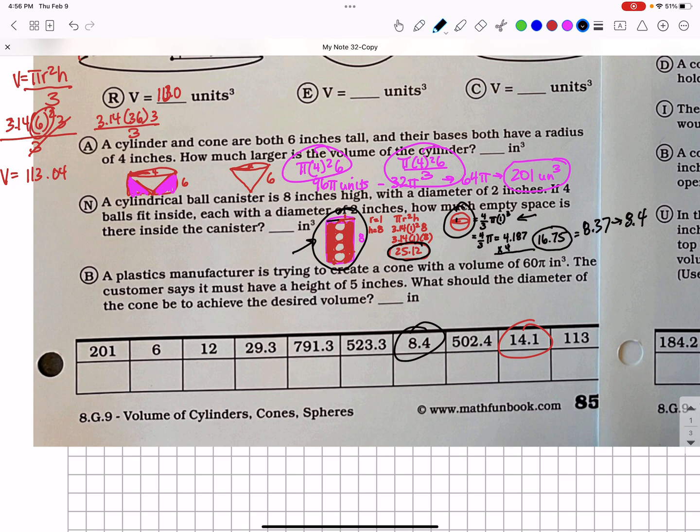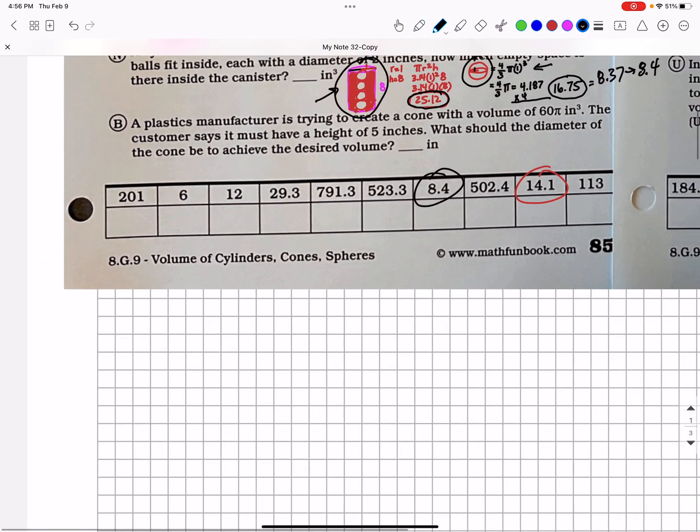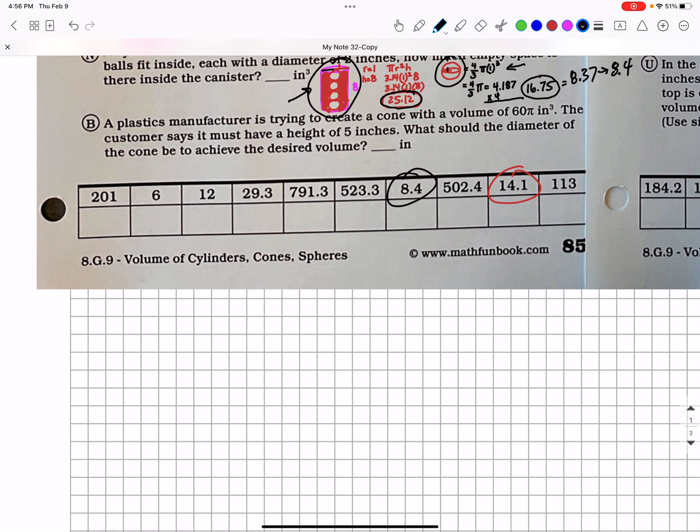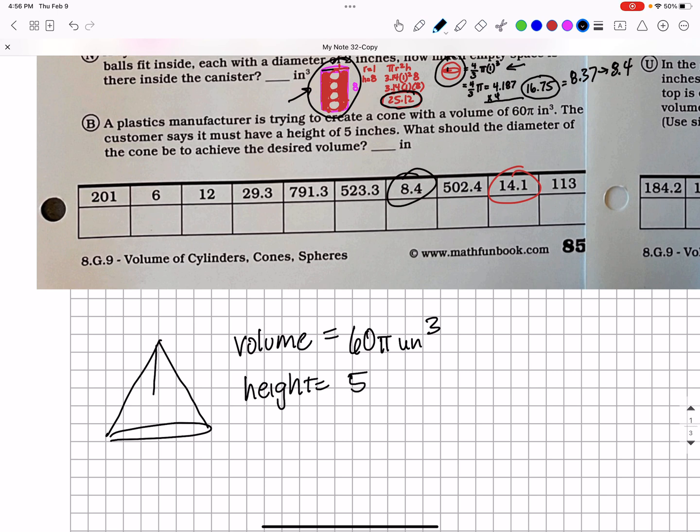All right, a plastic manufacturer is trying to create a cone that has a volume of 60 pi inches cubed. So I've got a cone, and the whole volume equals 60 pi units cubed. The customer says it has to have a height of 5, so height equals 5. What should the diameter be? How far should it be all the way across the circle? Let's find the radius, which is halfway across, and then we'll just double it.